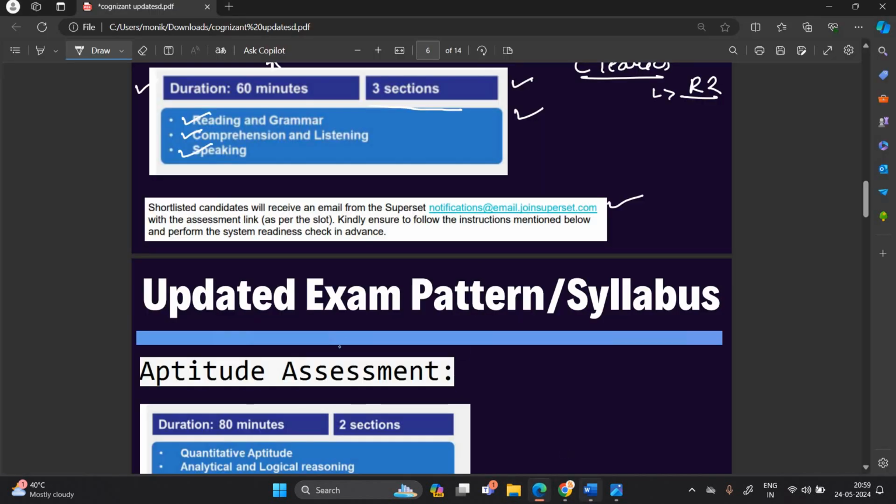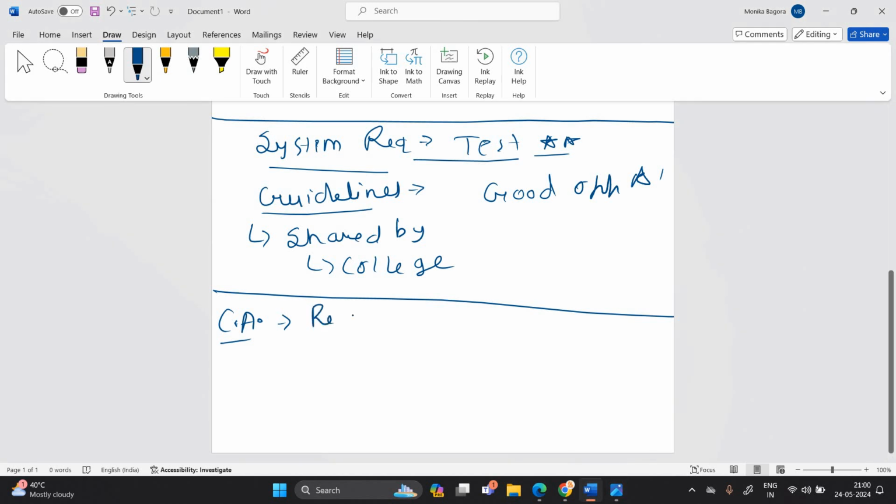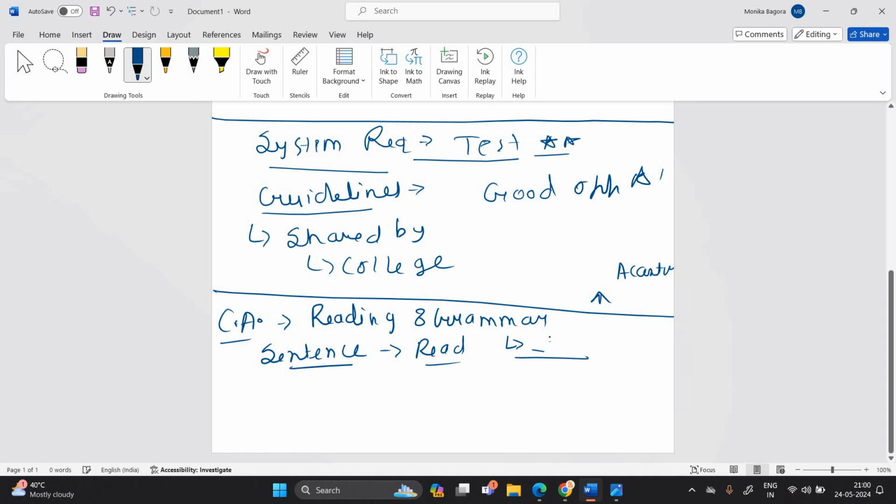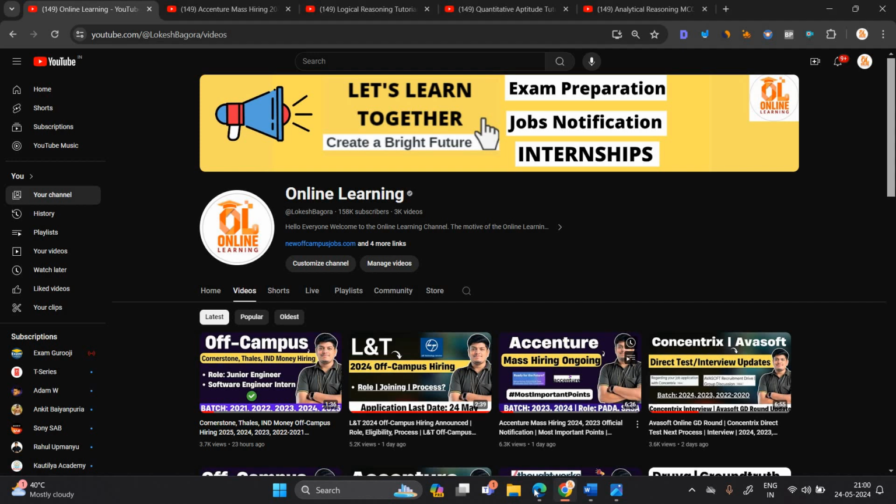Okay, basically what they mention, reading and grammar. Reading and grammar related questions. So there are some sentences that will show on your screen and you have to read them. Okay, it is the same as the Accenture communication assessment. In reading and grammar, there is a grammatical mistake, you have to find the error or correct it. This type of question will be asked in your examination.